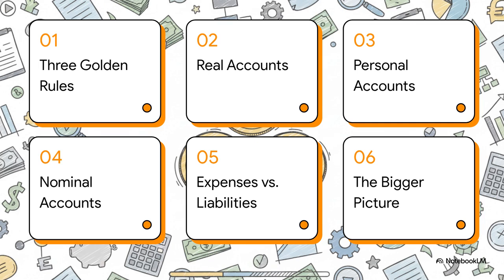So here's our roadmap for today. First, we'll cover the 3 golden rules. Second, real accounts, tangible assets. Third, personal accounts, business relationships. Fourth, nominal accounts, daily operations. Fifth, decoding expenses versus liabilities. And finally, number 6, the bigger financial picture.